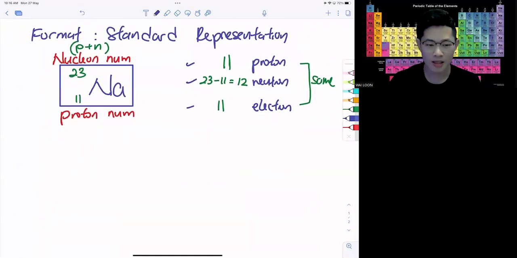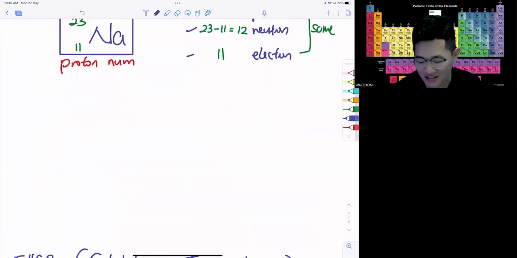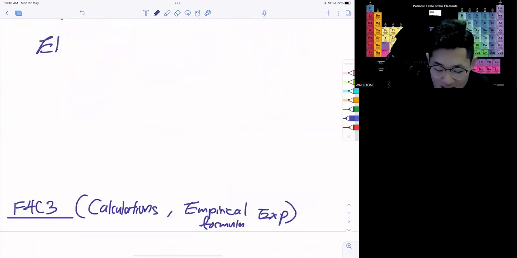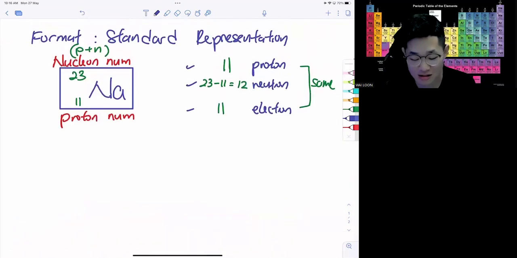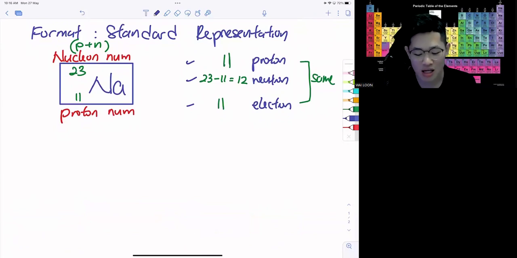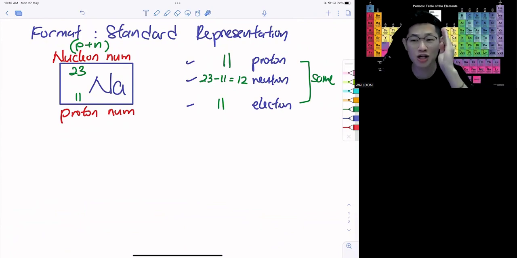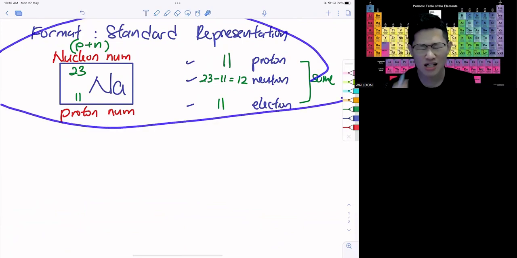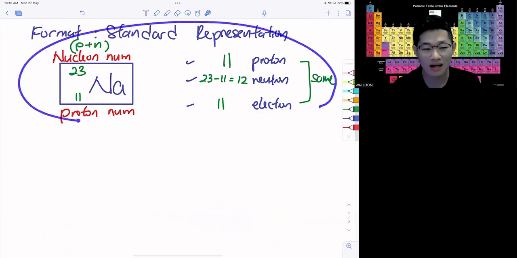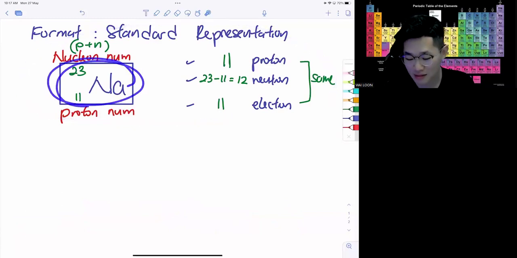Okay, wait. I don't want to write this because I think this one is simple. I write the more important one. Electron arrangement. I believe everybody knows what electron arrangement is, right? Can you try to tell me what's the electron arrangement of this atom? Sodium. What's the electron arrangement of sodium atom?